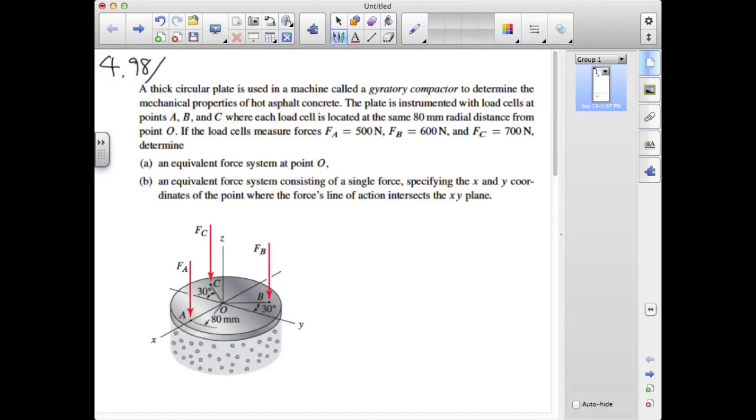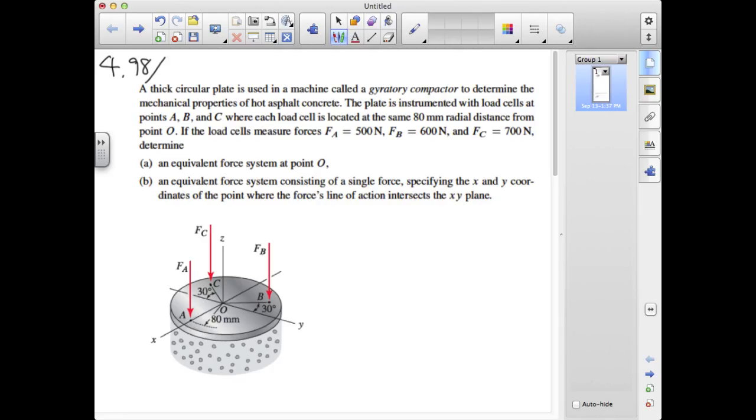We now consider a couple of try-me problems from the end of section 4.4 on equivalent force systems. The first one we're going to take a look at is problem 4.98, which involves this thick circular plate used in a machine called a gyratory compactor.